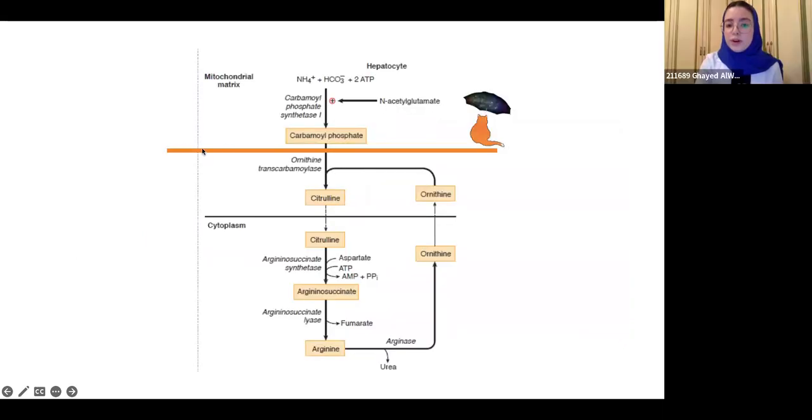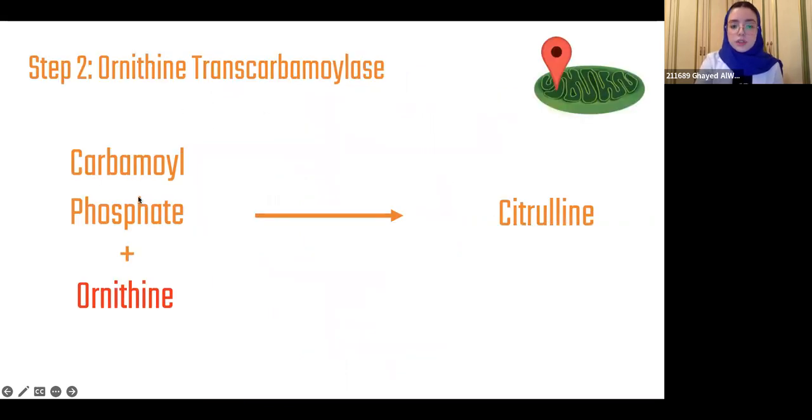Okay, so we're here right now. You'll see this after every step, just to show you how much we've covered. Again, this is to help you remember the mnemonic. So now let's move on to the next step, which is making citrulline. And again, we're still in the matrix. In order to make citrulline, we have our carbamoyl phosphate, which we made in the first step. We combine it with ornithine and we get citrulline.